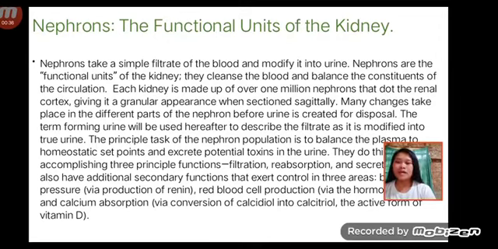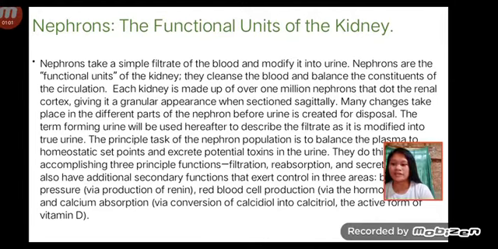It regulates blood volume and pressure. It controls levels of electrolytes and metabolites and regulates blood pressure. Its functions are vital to life and regulated by the endocrine system by hormones such as antidiuretic hormone, aldosterone, and parathyroid hormone. So the nephrons have three functions.